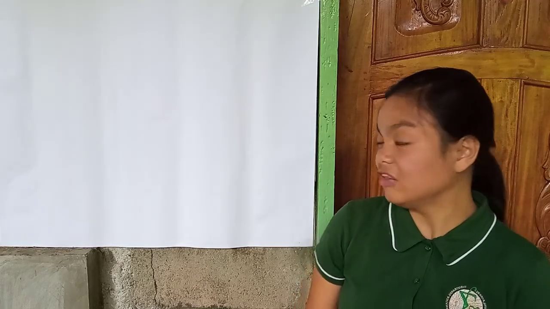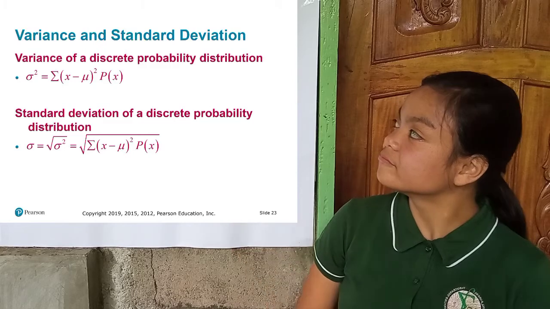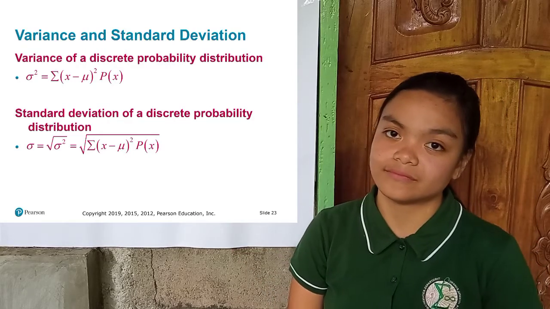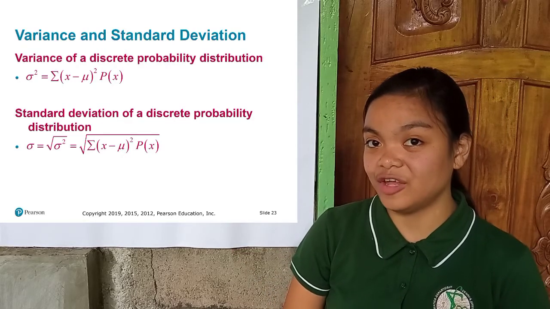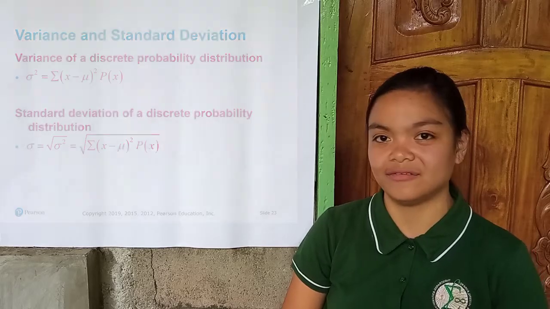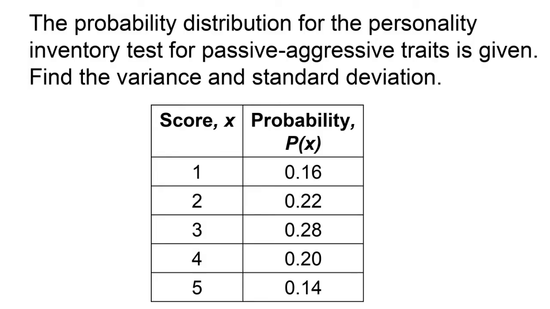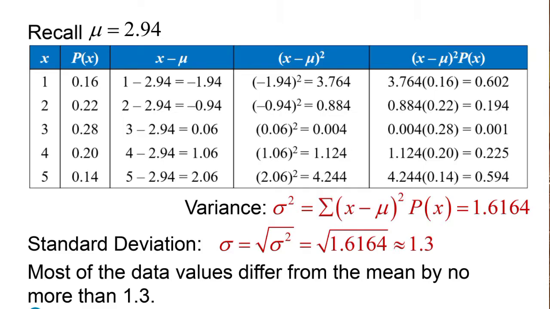After you've learned how to solve the mean score, it's time to learn about the variance and the standard deviation. In order to solve for these two, you are given these formulas. Notice that the standard deviation is the square root of the variance. So find the variance and standard deviation of the probability distribution for the personality inventory test for passive-aggressive traits. Recall that the mean score for this probability distribution is 2.94.